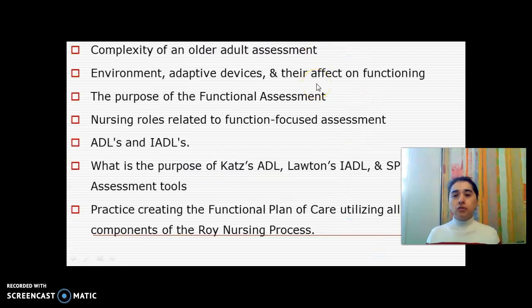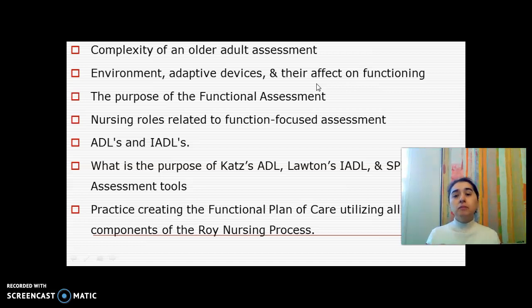Objectives for today's lecture. We will learn about the complexity of an older adult assessment. What are older adult needs? How different they are from younger individuals that we learn to take care of in clinical setting. We will learn also about environment adaptive devices and their effect on elder adult functioning. Also, we learn about the purpose of functional assessment and what is a functional assessment.